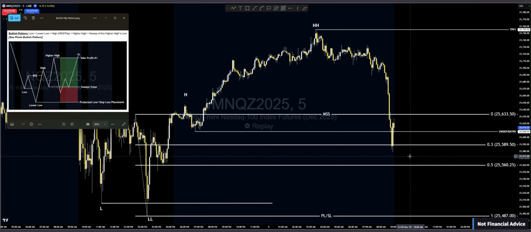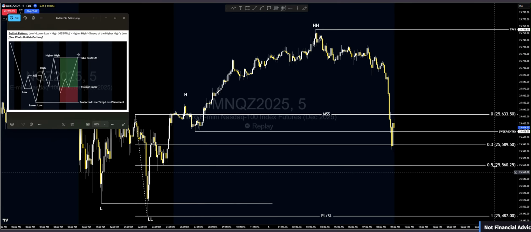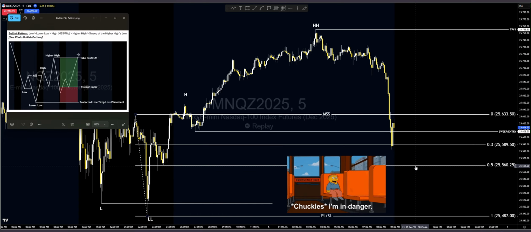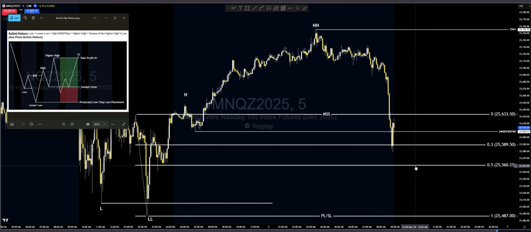Now I'll typically only close trades if we get candle bodies close under the 0.5, because I have noticed from my own trading and examples that once we start closing candle bodies below the 0.5 and we start forming bearish fair value gaps in this zone, the trade will more than likely fail.